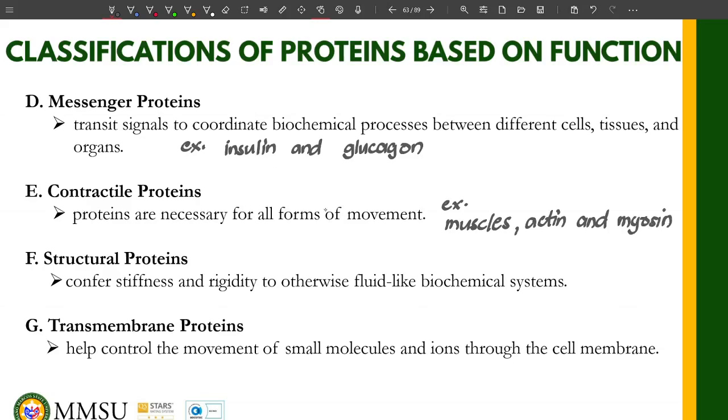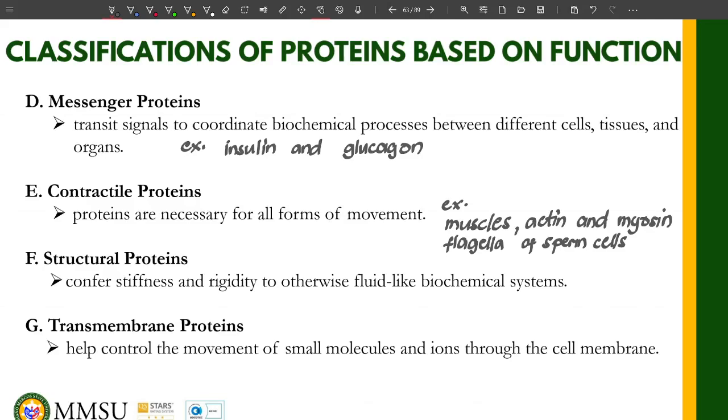And also yung flagella ng sperm cells. Flagella is the parang tail, yung buntot ng sperm cell. And 'di ba, yun yung responsible para makaswim or makagalaw yung sperm cells. Ayan. And then the sixth one, structural proteins.